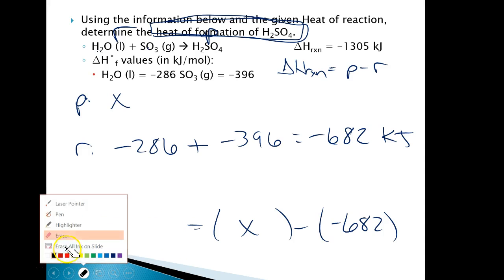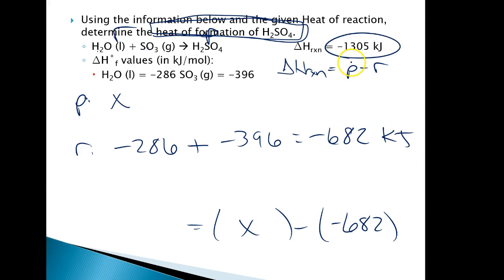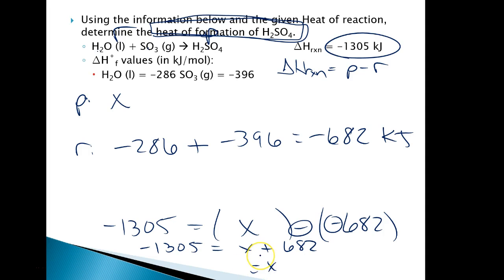And I'm going to put in the heat of reaction, which was given to me in the problem, of negative 1305. So doing the algebra, I got negative 1305 equals x. Well, you know that these two together become a plus sign, plus 682. Do the algebra, negative 1305 minus 682 to solve for x. And I get x equals negative 1987, and the units would be kilojoules per mole. But if you just left kilojoules, that should be fine.